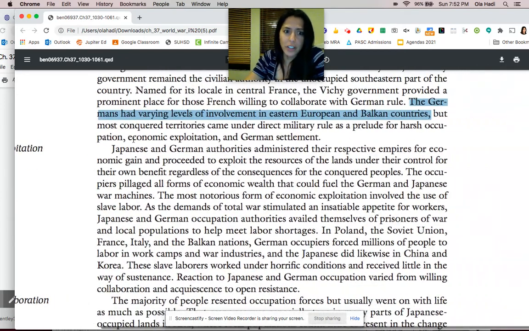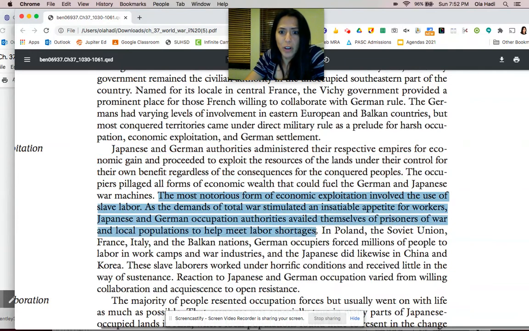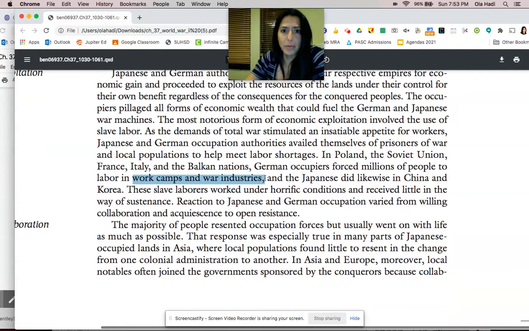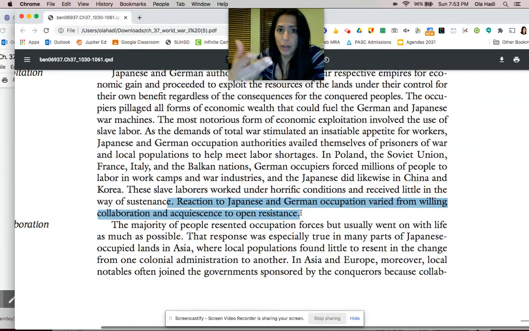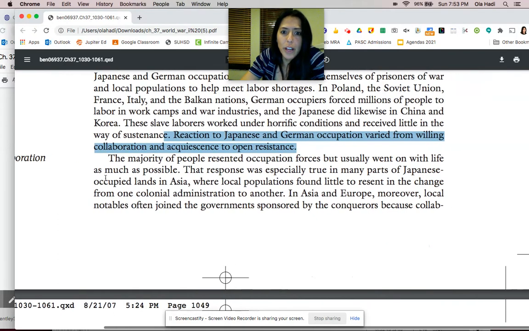Speaking of exploitation, how the Japanese and German authorities ruled over these people was to benefit themselves economically. So sometimes that took the form of slave labor to help meet labor shortages. You see work camps producing things for the war industries where people labored under horrific conditions, received very little in the way of sustenance, so food. And the way that people responded to Japanese and German occupation varied. It ran the gamut from collaborating with the Nazis and the Japanese to acquiescence to open resistance. For most people, they went on with their lives as much as they could.